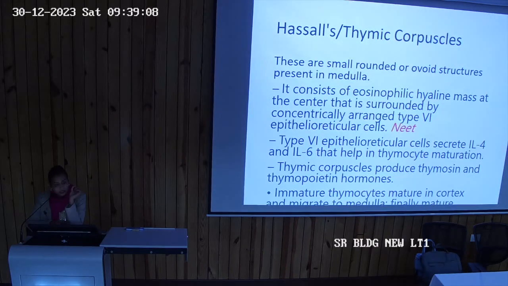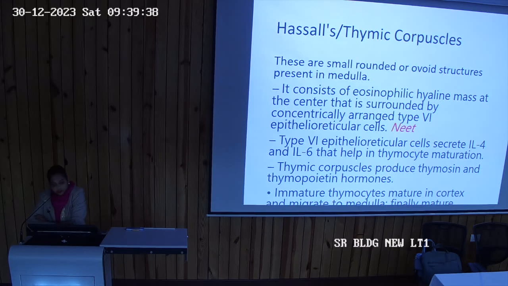These are the type 6 epithelio-reticular cells. Epithelio-reticular cells are present here in the thymus. They act as supporting cells. ये 6 types के होते हैं, type 1, type 2, type 3, type 4 and type 5 and type 6. So the Hassel's corpuscles is type 6 epithelio-reticular cell and it secretes interleukin 4 and interleukin 6, helps in thymocyte maturation, and they also produce thymosin and thymopoietin hormones.